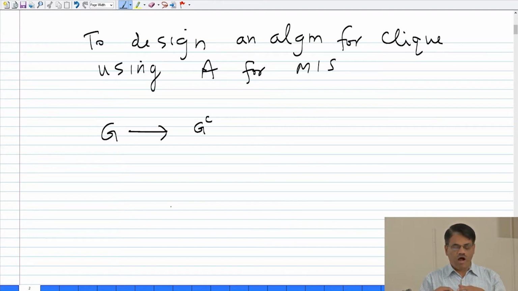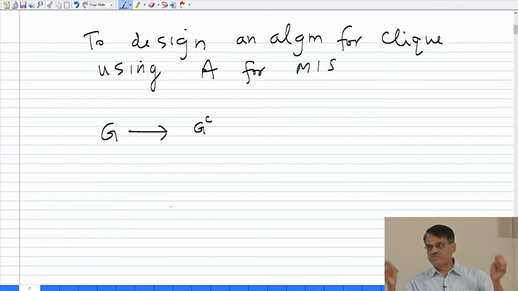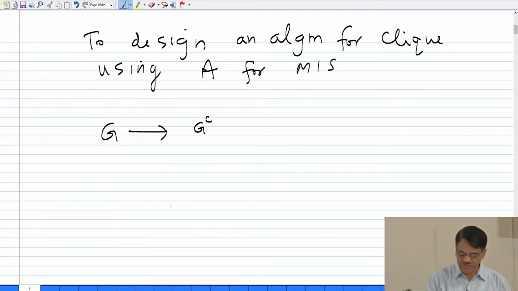Right. And how fast can I find the complement of a graph? Given an adjacency matrix, what do you do? Wherever there is a 1, change it to 0. Right? That's all. That's an n square algorithm. Run through your adjacency matrix. So this will take n square time.